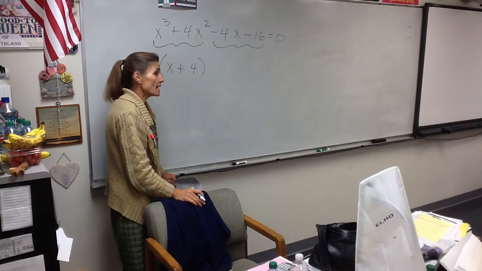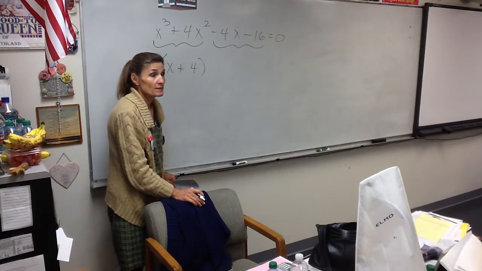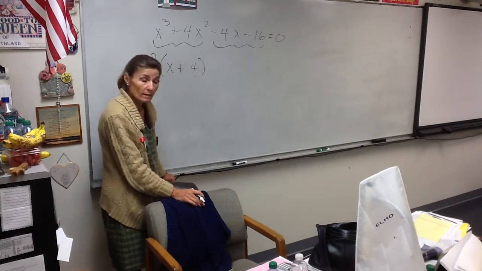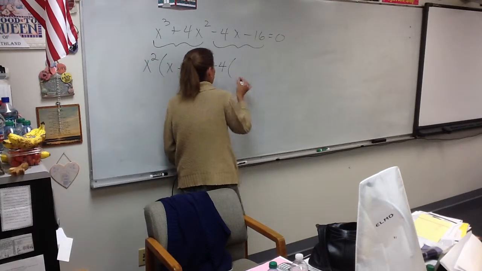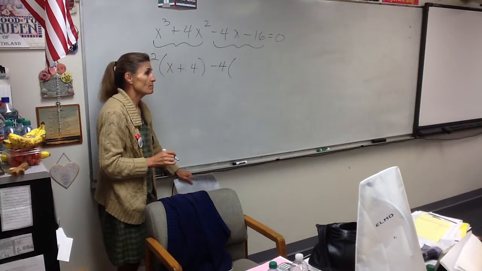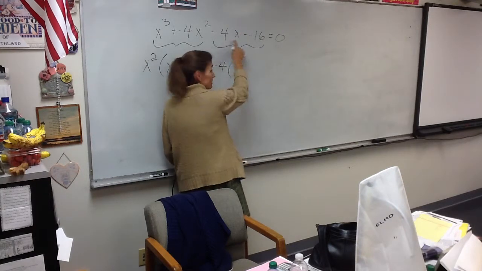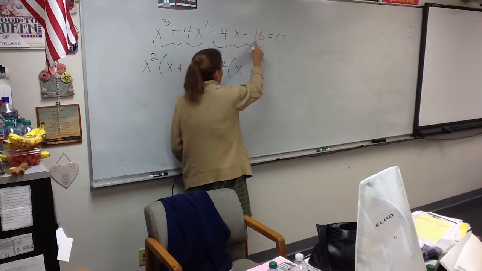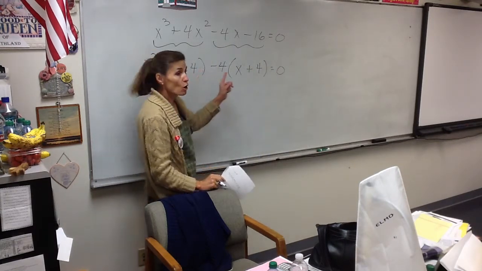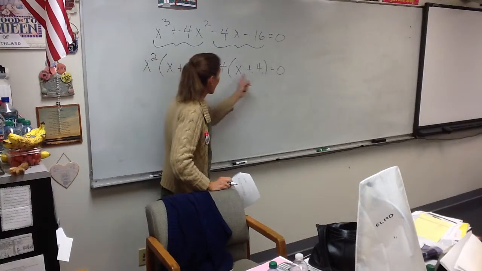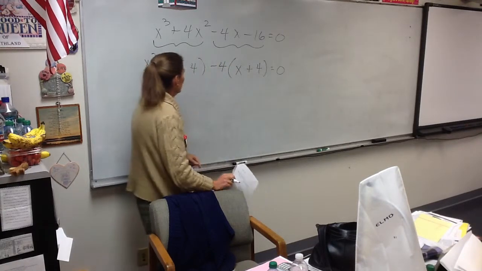Now, when I go to the next 2 terms, I am going to do the same thing, right? I'm going to ask myself, what can come out of the next 2 terms? Negative 4. Now, this is where we get into trouble sometimes. If we take out a negative 4, it's going to leave me with a positive x. Everybody good with that? And a positive 4. If you don't believe me, distribute back, and you would get negative 4x minus 16.